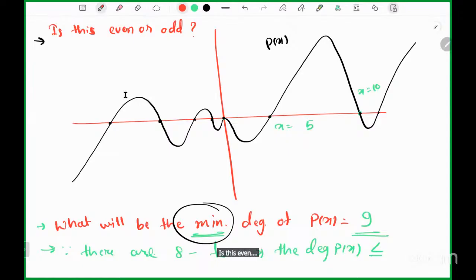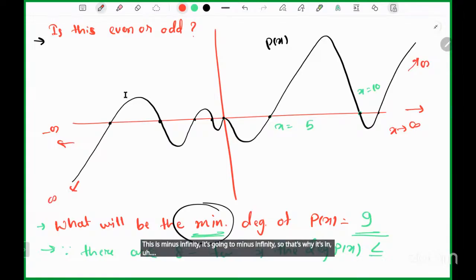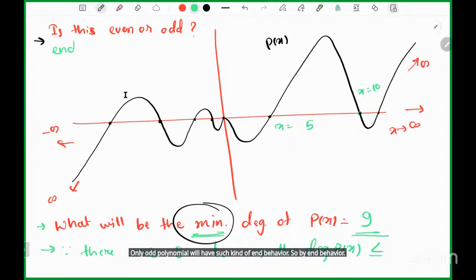Odd polynomial, right? Because of the end behavior. If you think about it, as x goes to infinity, it's going to infinity, and as x goes to minus infinity, it's going to minus infinity. So that's why it's an odd polynomial. Only an odd polynomial will have this kind of end behavior. So by end behavior, you can answer that.